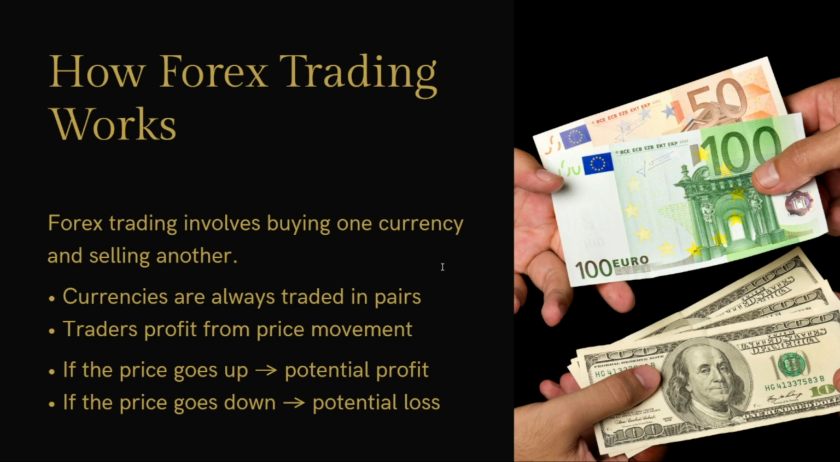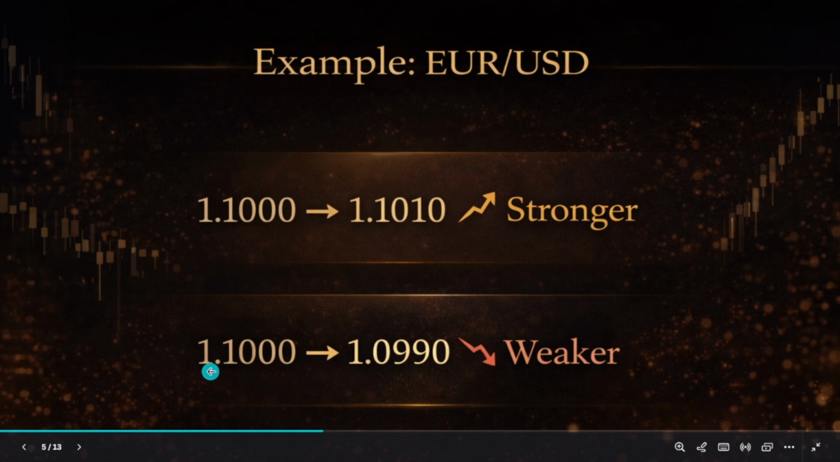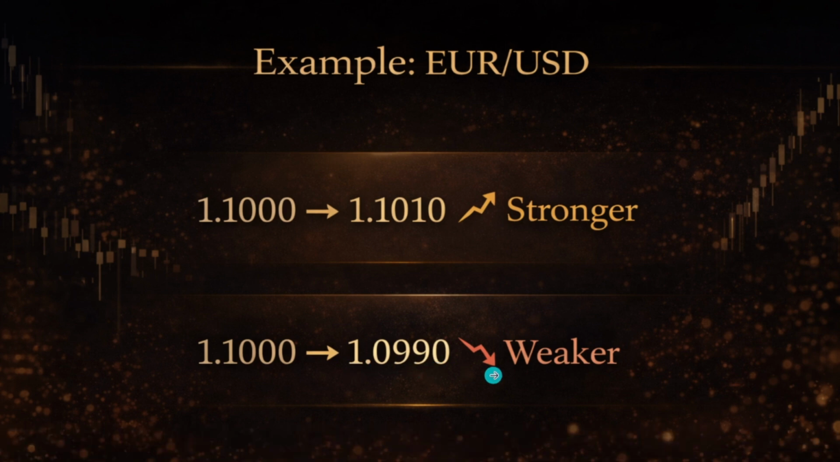So as I said, if the price of euro USD moves from 1.1000 to 1.1010, then that means that euro has become slightly stronger compared to the dollar. So here's an example. It becomes stronger. And then if it moves down from 1.1000 to 1.0990, then that means that price has gotten weaker compared to the dollar. So the traders, they watch these price movements as currencies change in value throughout the day.